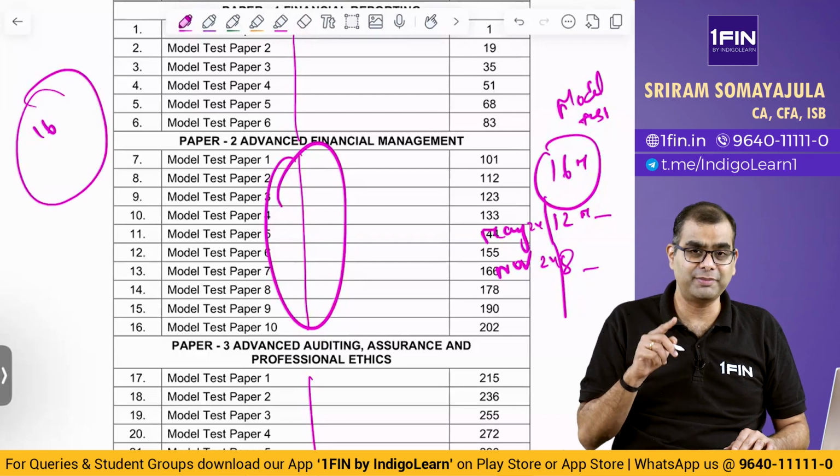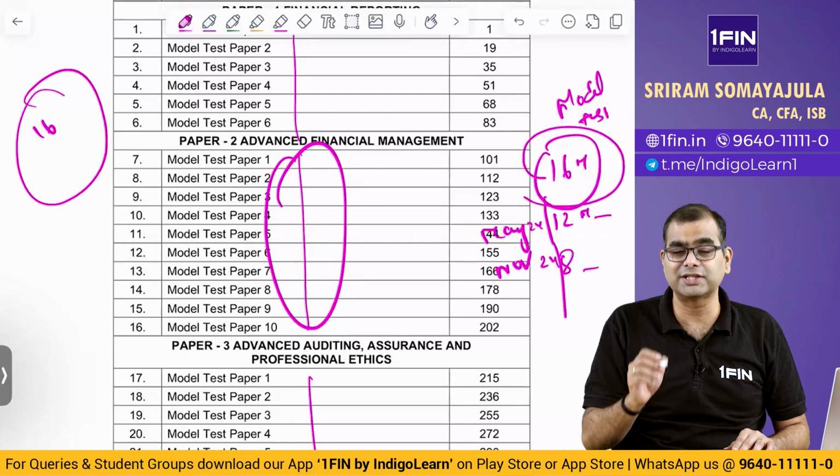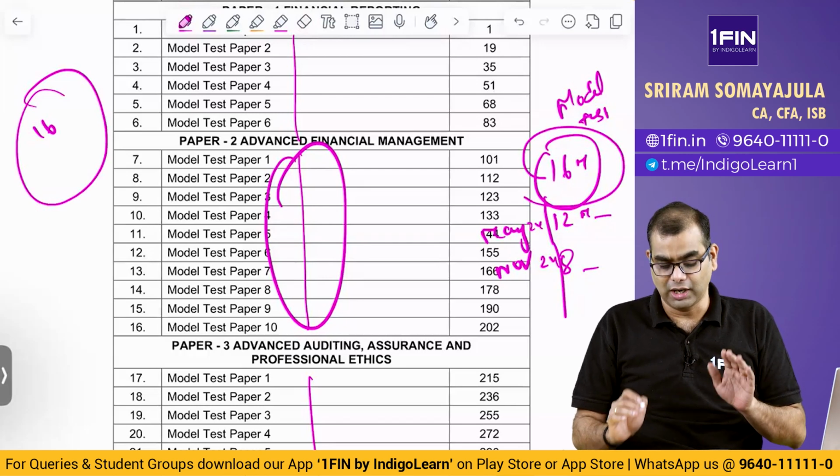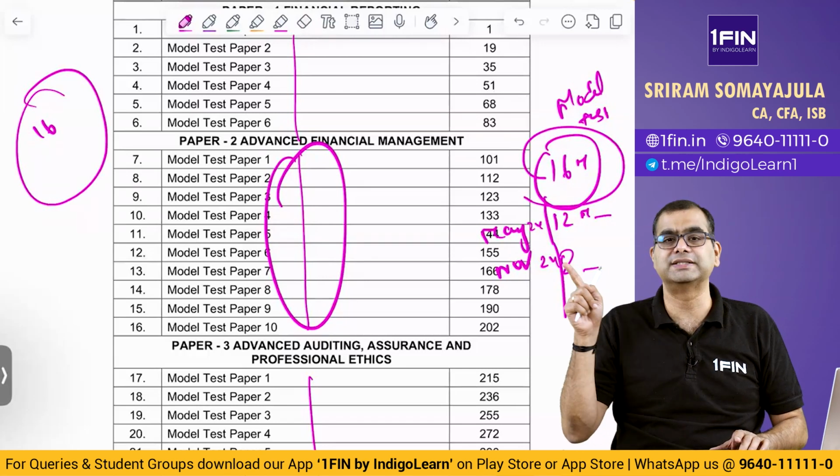But why am I making a specific mention? Because in model test papers, they have given up to 16 marks of theory. That is the logic. So how you should focus on theory, please watch out. It is there in my next video.